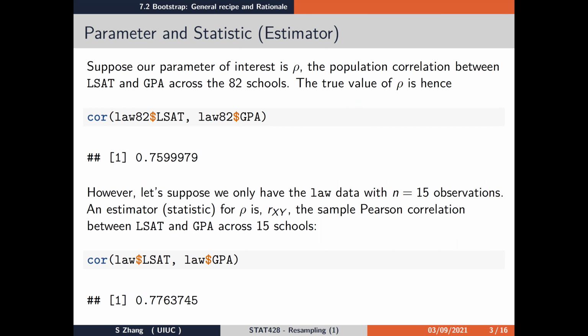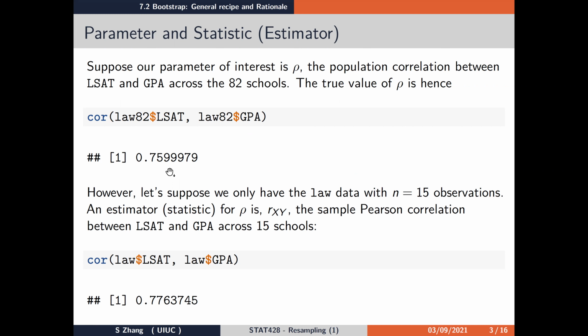So in this case, let's suppose our parameter of interest is rho, which is the population correlation between LSAT and GPA across the 82 schools. The true value of rho can be obtained by looking at the full data set of all 82 schools. This is given by the correlation between the LSAT and GPA columns of the Law 82 data, and that's approximately equal to 0.76.